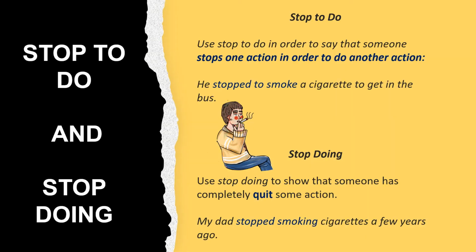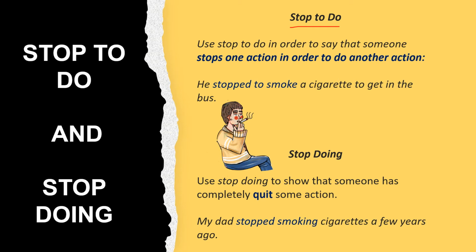However, some verbs are going to be followed by a gerund or an infinitive, but the meaning is going to be different. So we have some examples right here that are going to follow this structure. For example, stop to do and stop doing. In this case, we have stop to do. Stop to do means that someone is going to stop one action in order to do a different one.